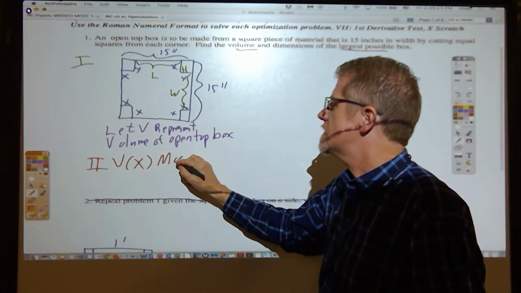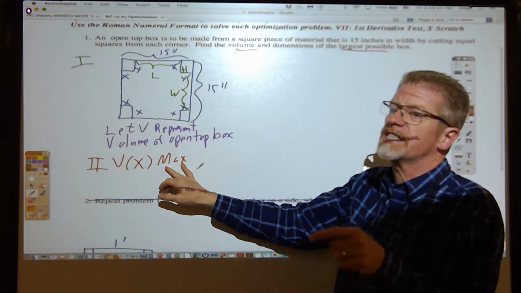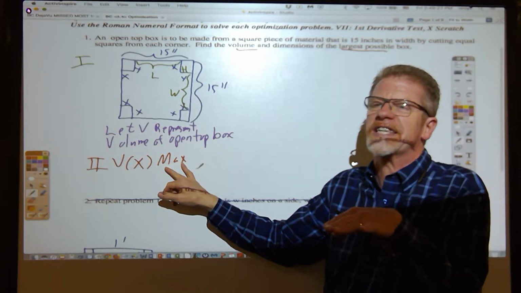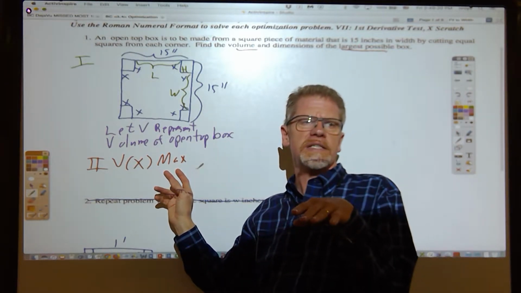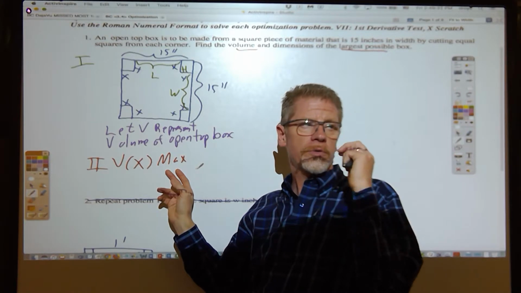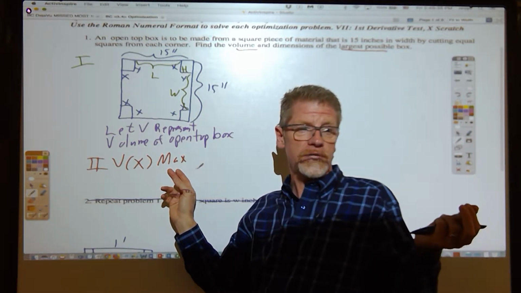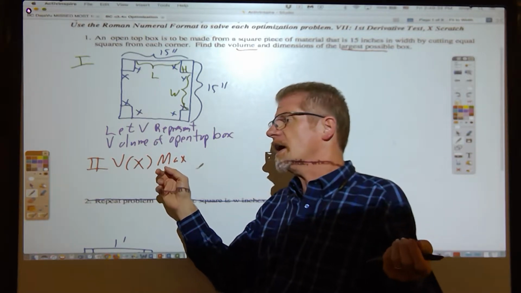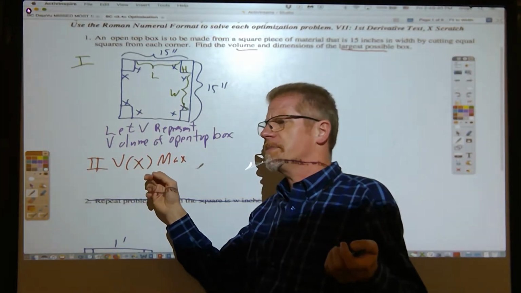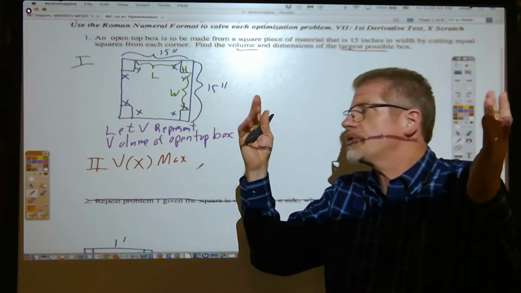Because that tells us whether we're going to look for a relative maximum in Roman numeral 7's first derivative test. Roman numeral 7 could be the second derivative test. I don't care which one you use, but in Roman numeral 7, you're going to use either first or second derivative test. But we got to know whether we're looking for a relative max or a relative min. So decide that in Roman numeral 2, and we're done with Roman numeral 2.